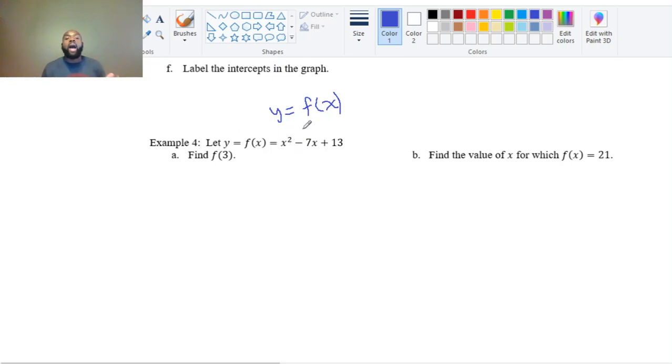So I could have just written y equals x squared minus 7x plus 13, or I could have written f of x equals x squared minus 7x plus 13. But we have this algebraic expression, and an algebraic expression involves arithmetic operations with variables. I have a variable x here. I've got multiplication, addition, subtraction, and some more multiplication and an exponent. All right, part A, let's find f of 3. Well, f of 3 means replace your input variable with 3.